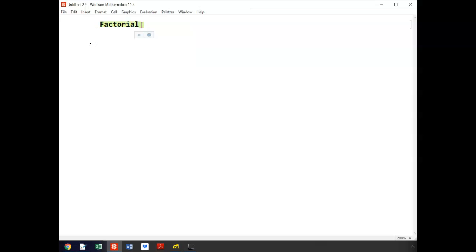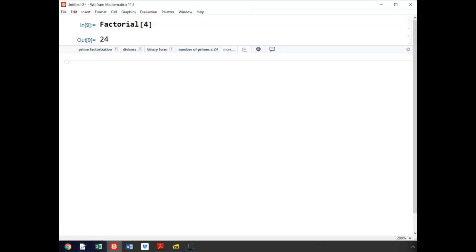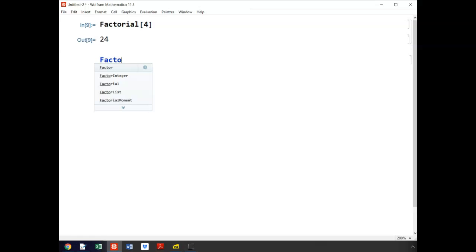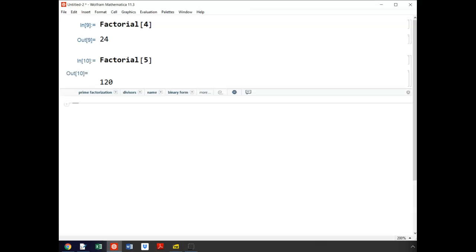That's the command in Mathematica. And we were just looking at 4 factorial, so that's 24. Now to get 5 factorial, we would have to multiply together 1 times 2 times 3 times 4, so that's 4 factorial already, and then multiply by 5, and we get 120. So you can see already that the numbers are going up pretty quickly.